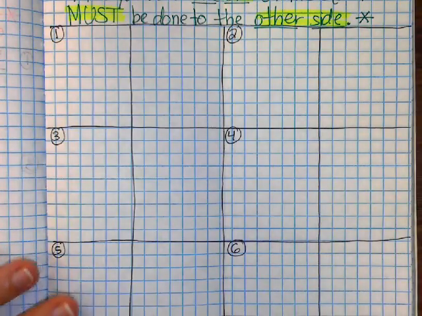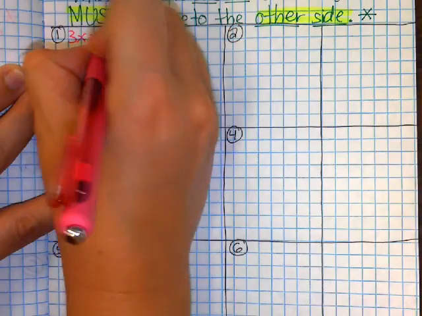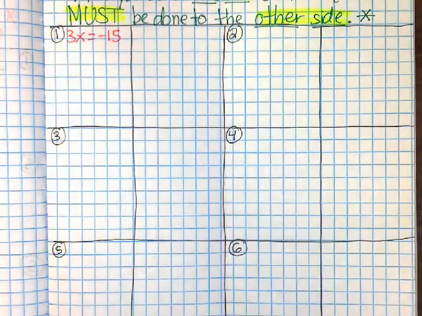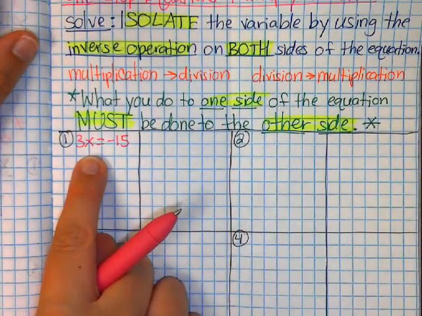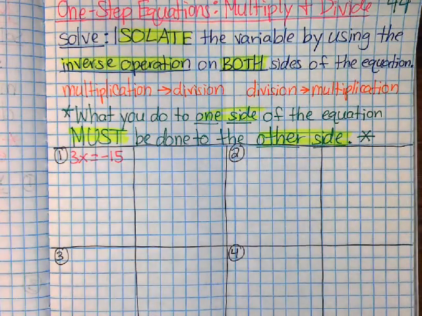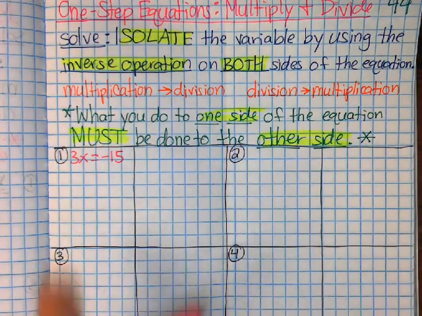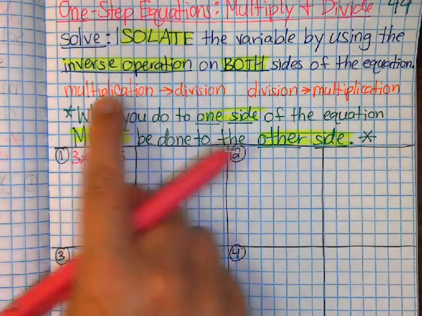For number 1, 3x equals negative 15. Now, I have a 3 and an x. Well, I need to isolate my variable, and I do that by doing the inverse operation. What operation is connecting my 3 and my x? Multiplication. So the inverse of multiplication is division.